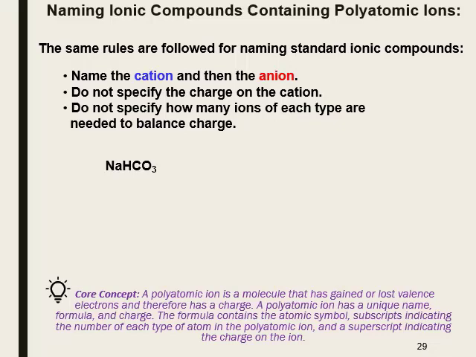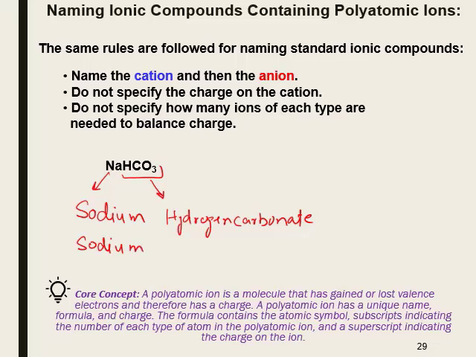For example, if this is the formula, our cation is sodium metal and it's a fixed charge metal, hence we write the name of cation first, which is sodium, and then we write the name of polyatomic ion. So this polyatomic ion is called hydrogen carbonate, or it's also called bicarbonate. So both names are accepted, so you can either write sodium hydrogen carbonate or sodium bicarbonate. Both are correct. Simple as that.